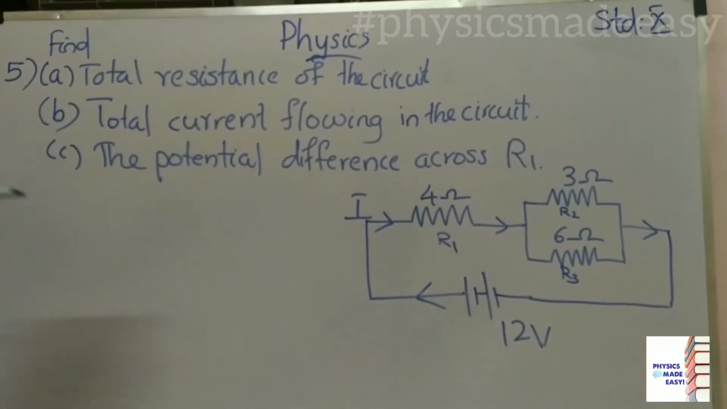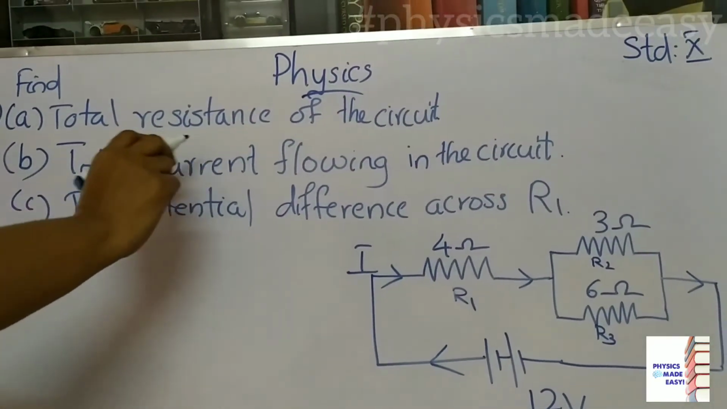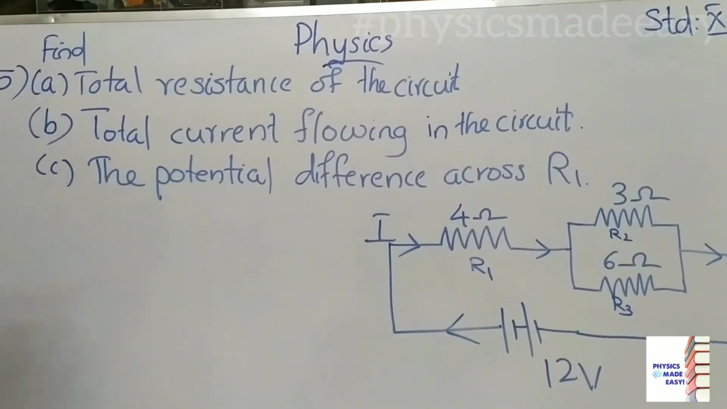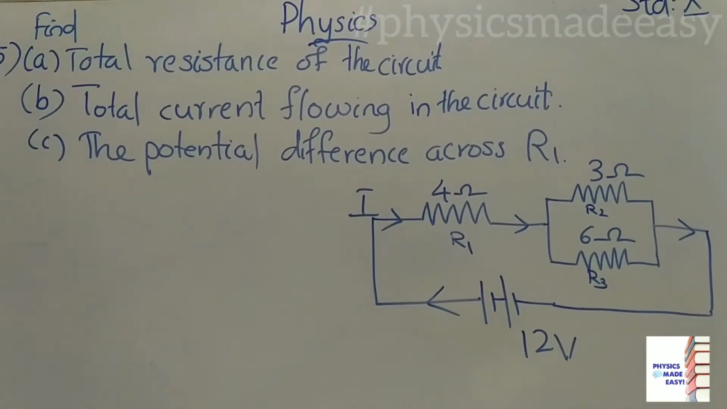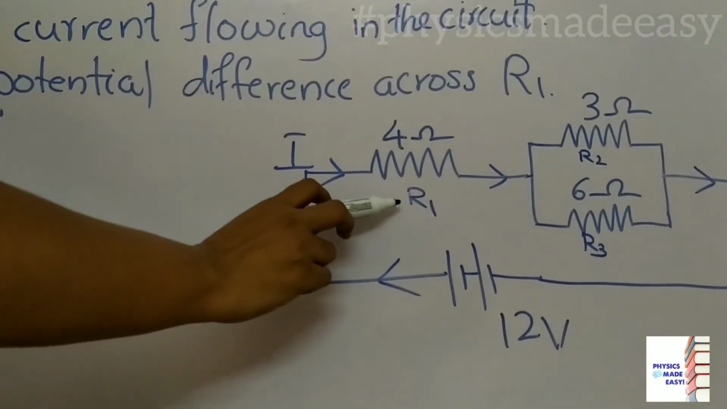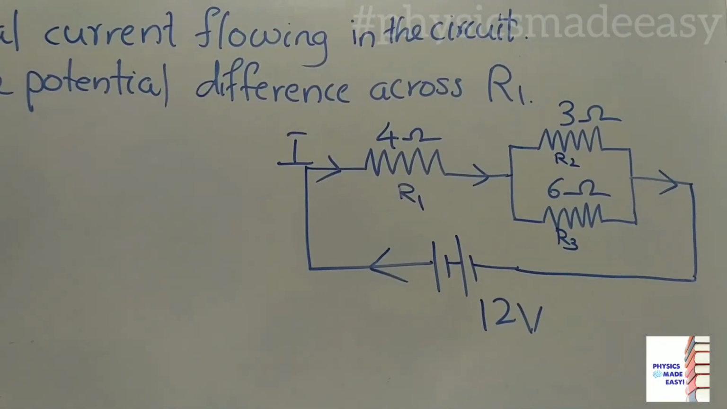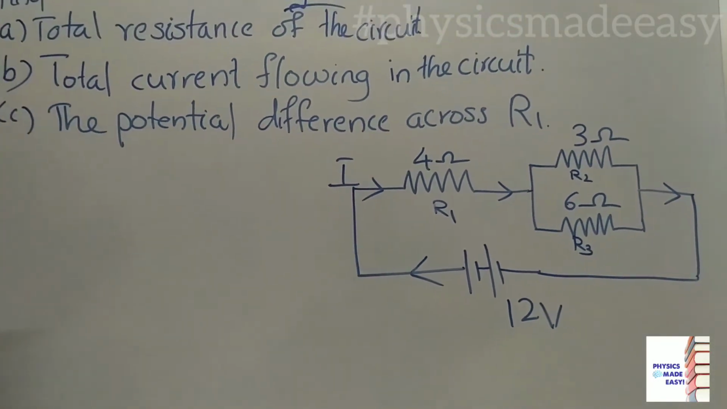Listen children, here also you can see a circuit diagram. In this we have to find the total resistance of the circuit, total current flowing in the circuit, and the total potential difference across R1. Here R1 means that is 4 ohm. Across this resistance only we have to find the potential difference. So first we have to find the total resistance.